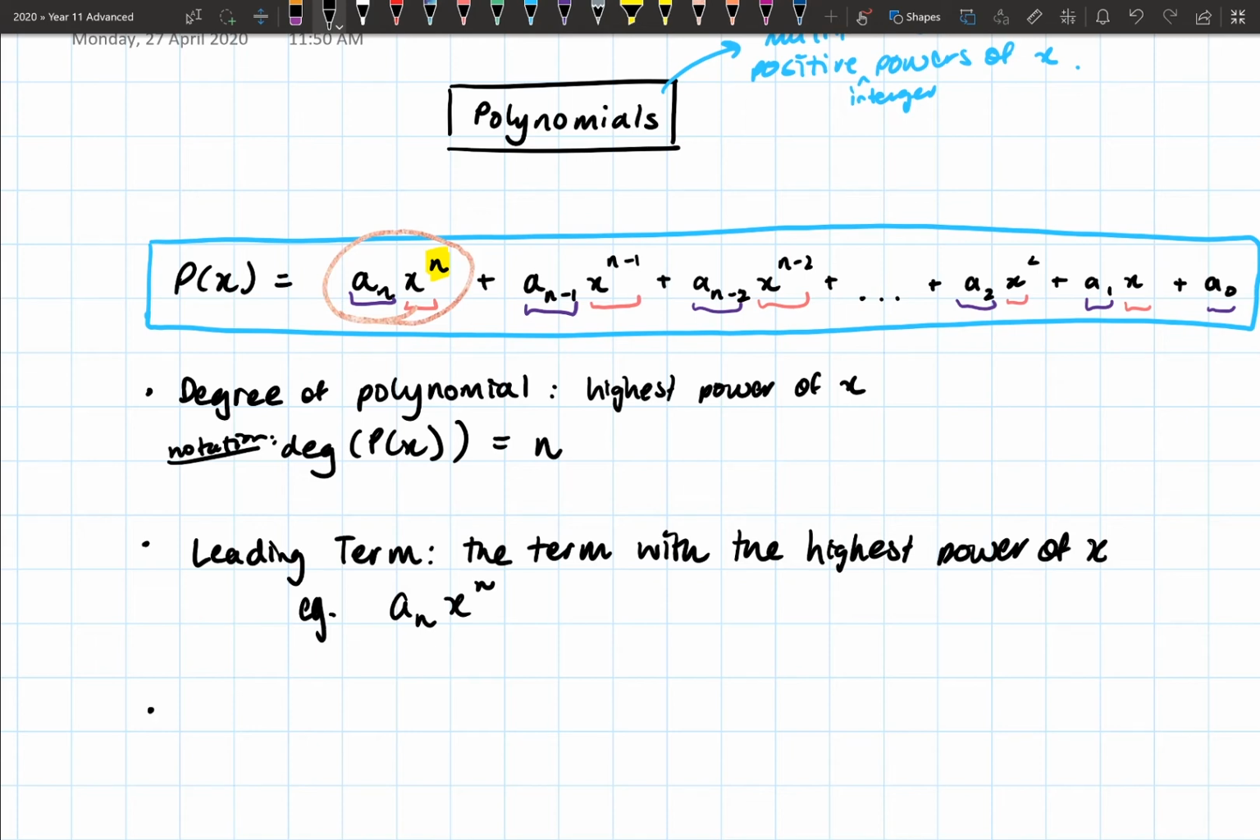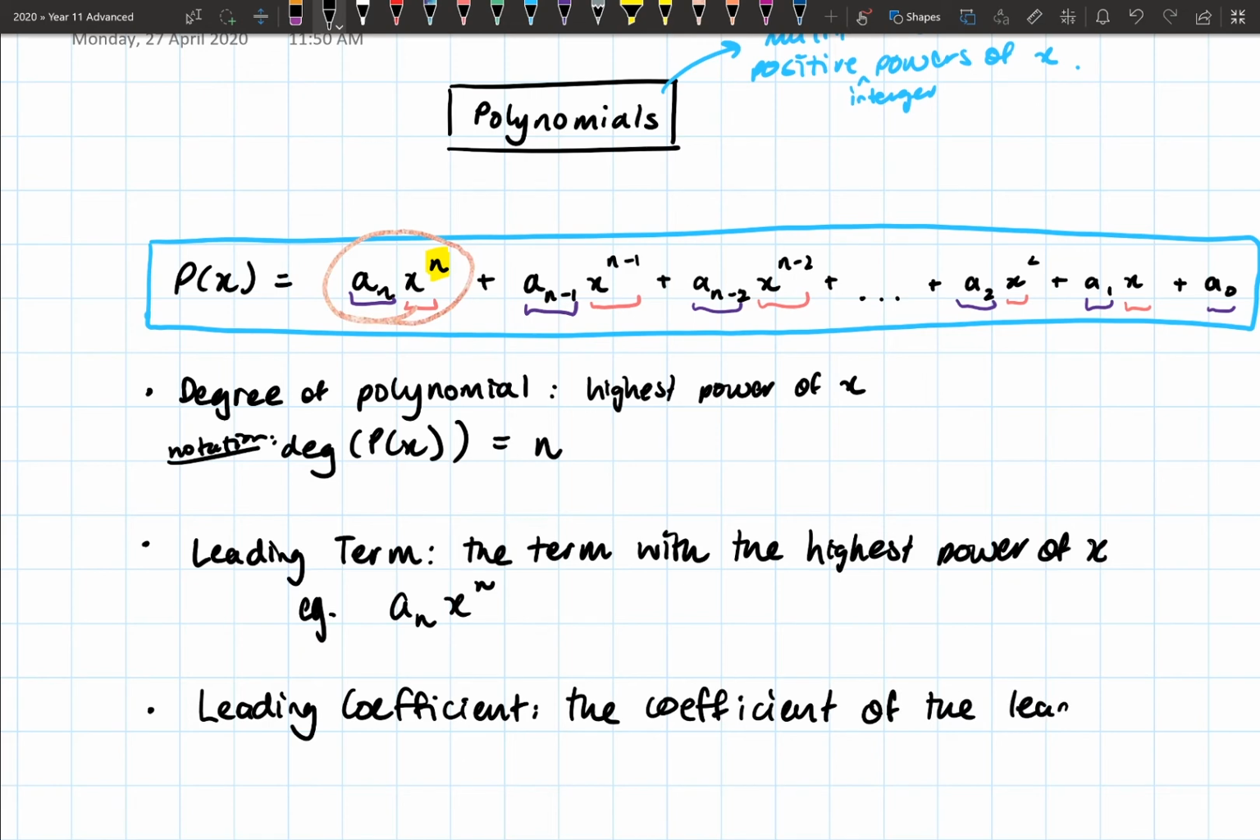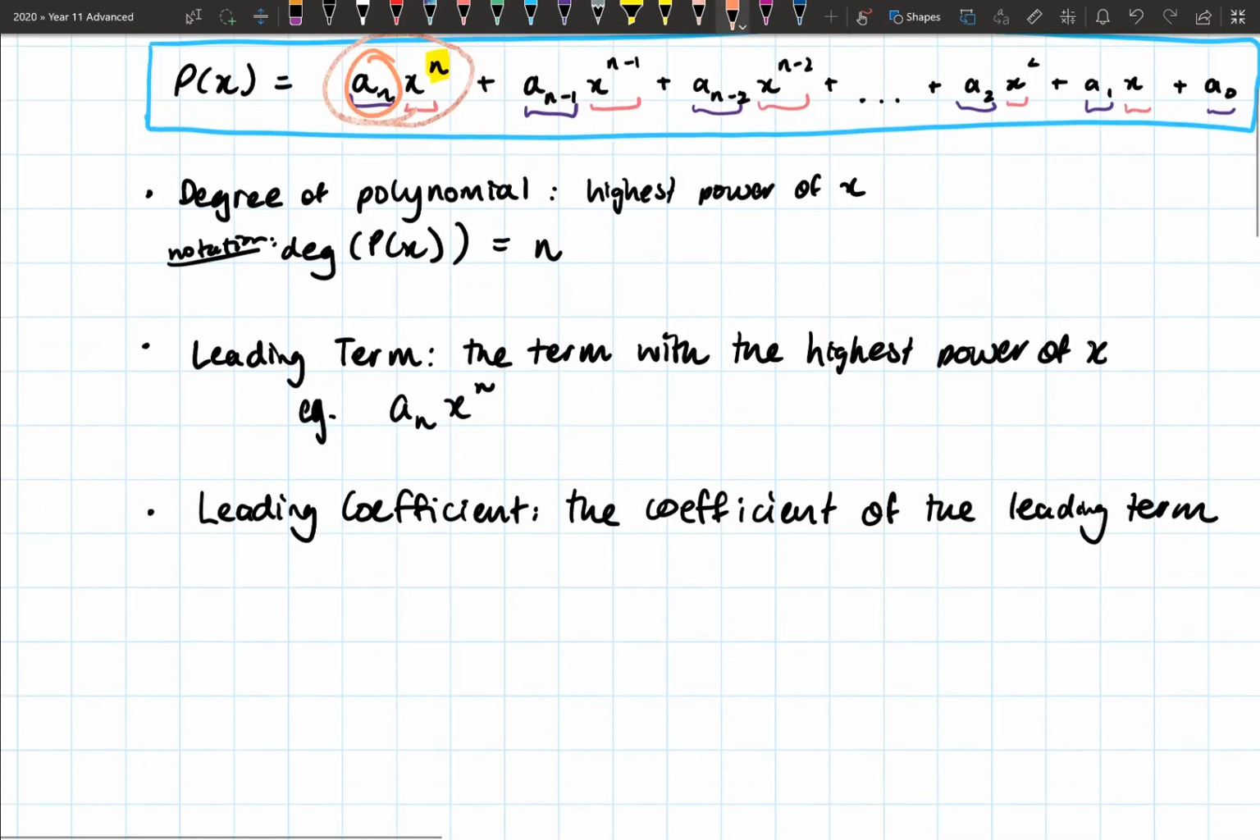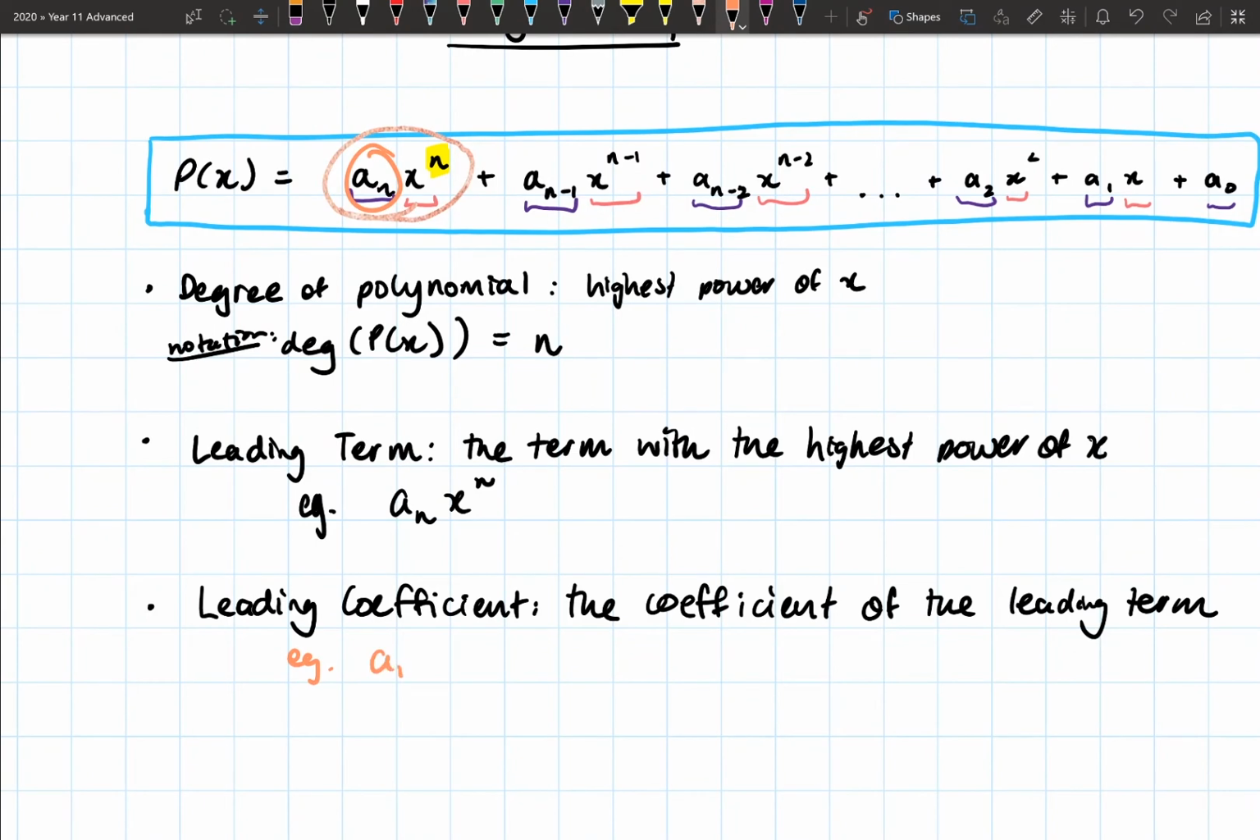The next bit of terminology you need to know is the leading coefficient. The leading coefficient is the coefficient of the leading term. The coefficients are those a values here, so a_n is our leading coefficient for this polynomial.